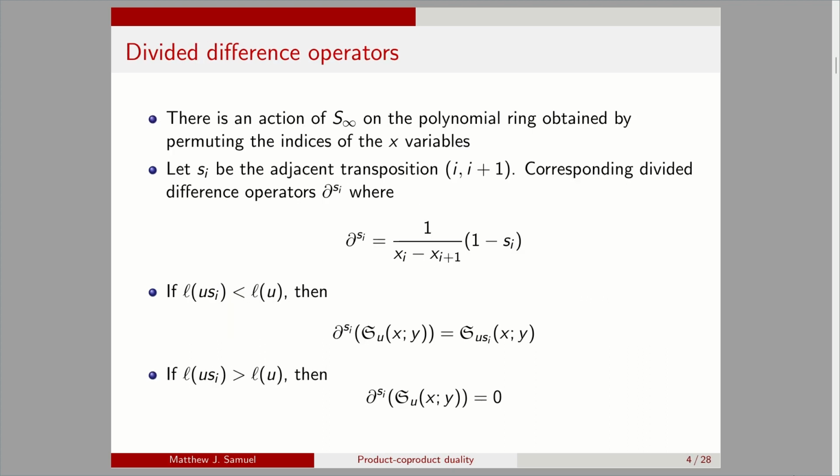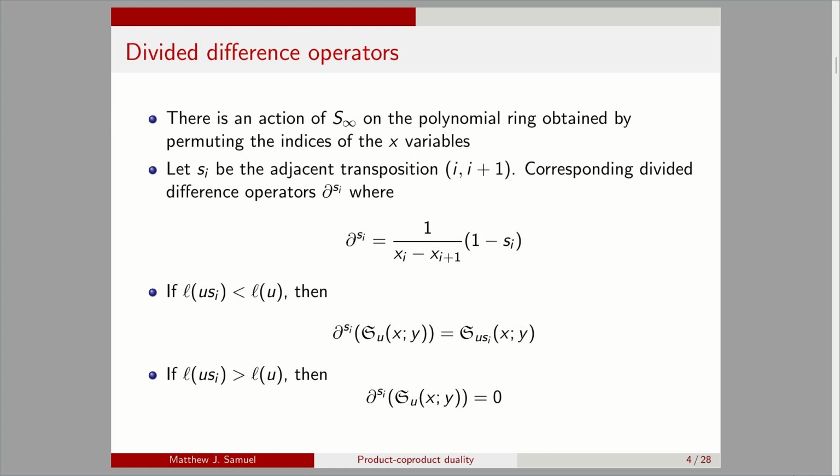S infinity acts on the polynomial ring by permuting the indices of the x variables, and we can define operators on the polynomial ring called divided difference operators. First, we recall that s_i is the adjacent transposition, and we define the divided difference operator partial_i as 1 over x_i minus x_{i+1} times (1 minus s_i). So if you apply this to a polynomial, you take the polynomial, subtract what you get when you exchange x_i and x_{i+1}, and divide by the difference x_i minus x_{i+1}. And this will indeed always yield a polynomial.